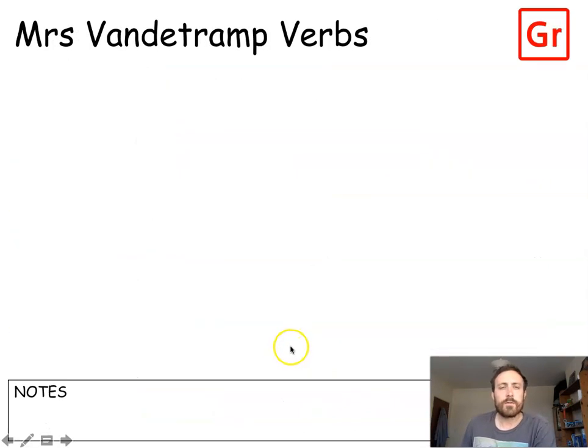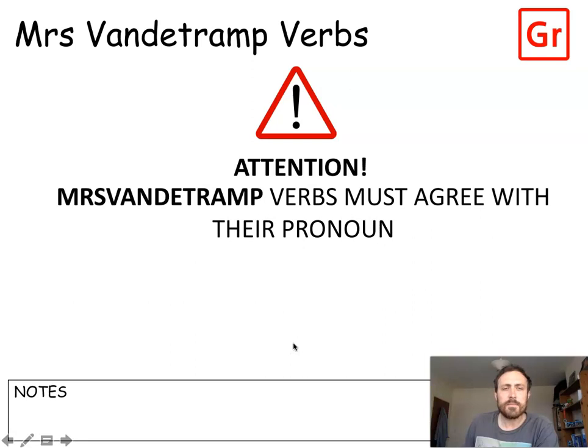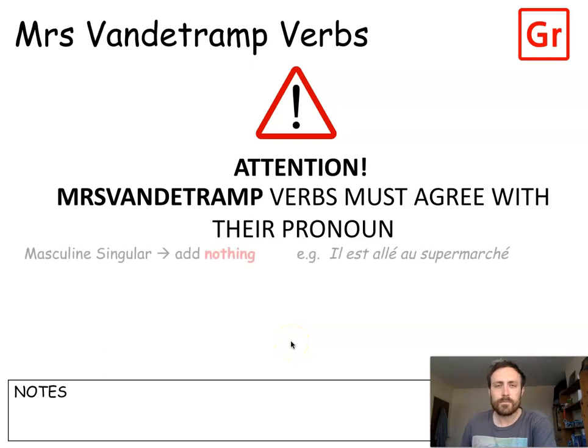The last part of the past tense that we need to know with être verbs, attention, means we need to be careful with one thing: Mrs Vandertramp, so être verbs, must agree with their pronoun. Not avoir. If they take avoir, you don't need to think about any agreement, adding an extra E or an extra S doesn't matter. However, with these particular Mrs Vandertramp verbs, it's really important that they do agree with whoever is actually doing that verb.